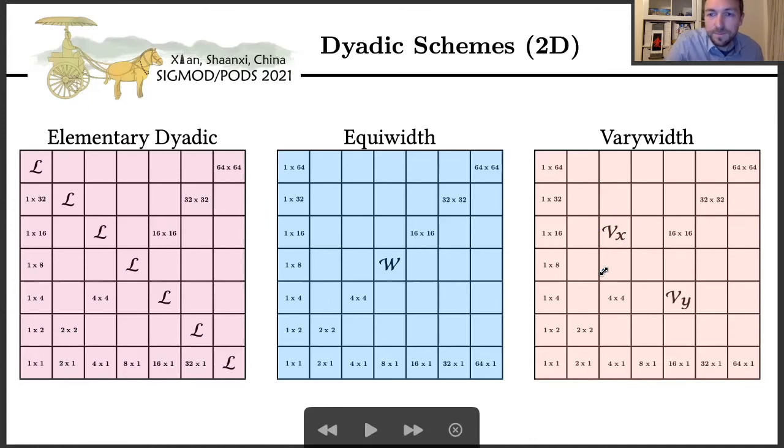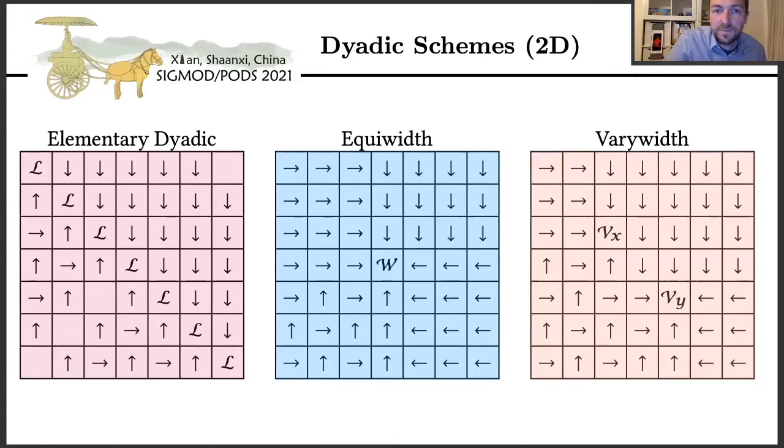So in arbitrarily many dimensions, we can think of the elementary dyadic binning to have grids along some hyperplane. The variwidth binning basically just has d points on this hyperplane, and the equiwidth binning is just 1 point in this space. And the reason I'm introducing this is we can reason about query answering here.